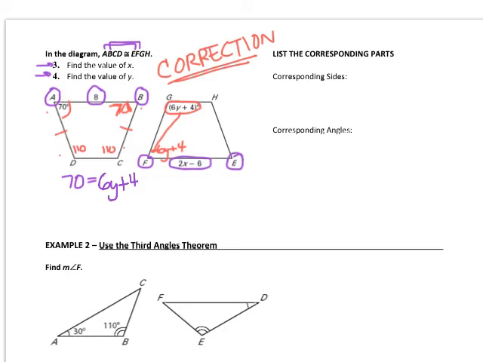And then I want to point out that I want to set up another equation because I have my side here. It's going to be equal to 8. So 8 is going to equal 2x minus 6. All right, so please go ahead and set up a list of all the corresponding parts over here on the right, and then also please solve for x and y.